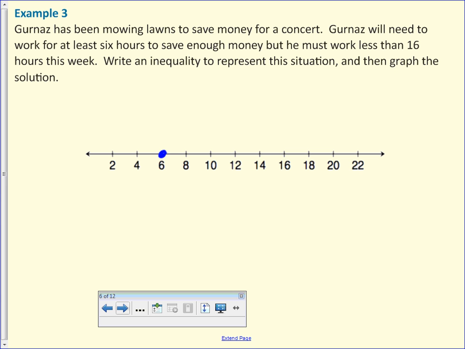Well, it could be 15 and a half. It could be 15.9999999. So how am I going to show less than 16? Open circle on the 16, and then anything in between he can work. So he could work greater than or equal to 6, but less than 16.